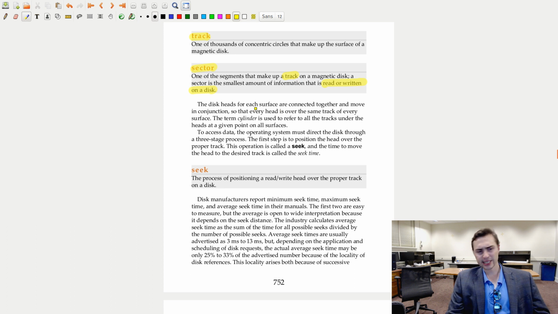Okay, so the disk heads for each surface are connected together and move in conjunction. Basically you have multiple platters and multiple arms moving at the same time. The term cylinder is used to refer to all the tracks under the head at a given point on all surfaces. The time it takes to move the arm from one spot to another on the disk we call the seek time.